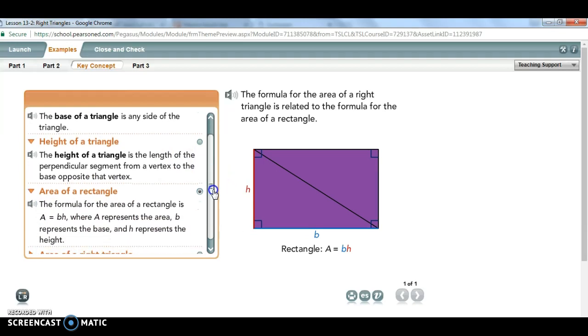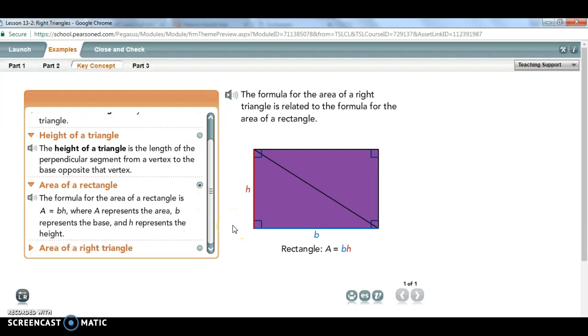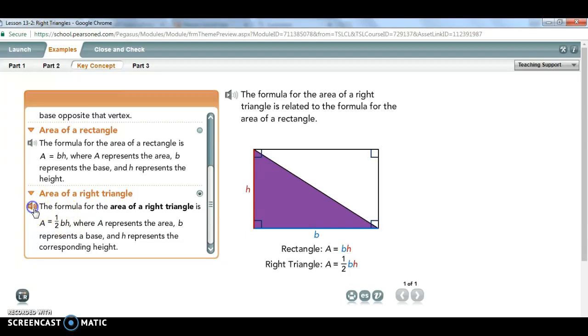The formula for the area of a rectangle is A equals B times H, where A represents the area, B represents the base, and H represents the height. This is the formula that we learned in lesson 1. The formula for the area of a right triangle is A equals 1/2 B times H, where A represents the area, B represents a base, and H represents the corresponding height.